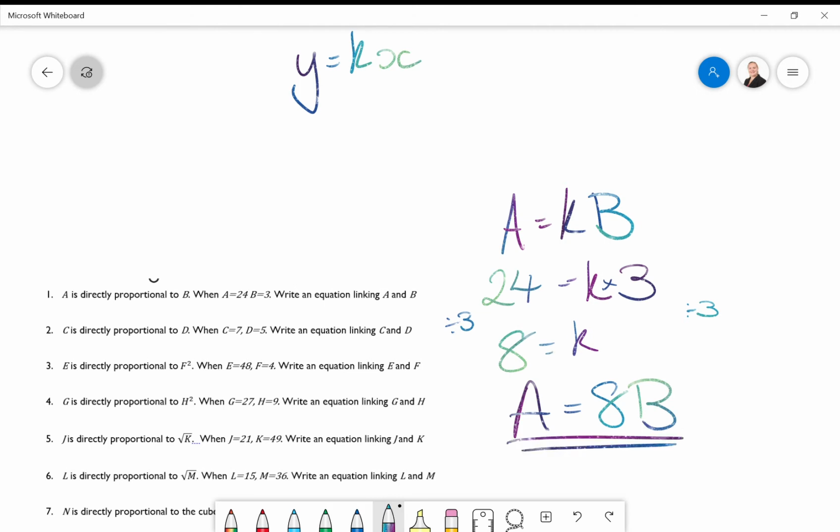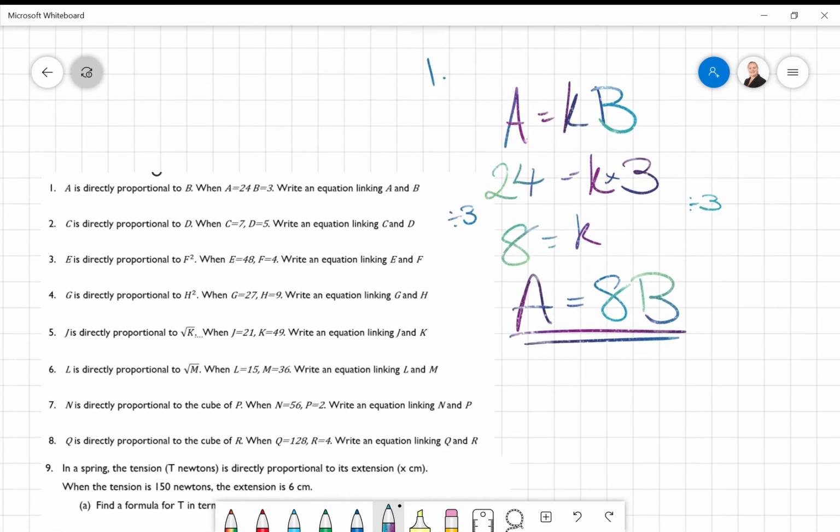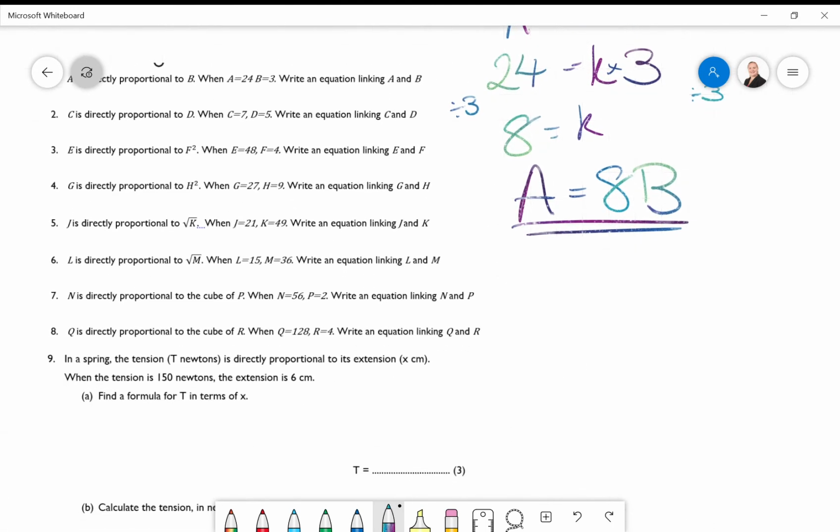So that's question 1. I'll let you try question 2 because it's very, very similar. Then I'm going to do question 3.